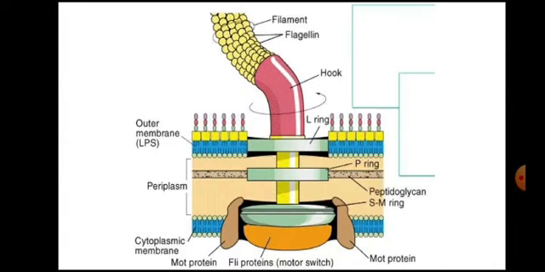Now we'll discuss the structure of flagella in eubacteria. Eubacteria are the bacteria which are divided into three categories: gram positive eubacteria, gram negative eubacteria, and mycoplasma. Mycoplasma is a class of bacteria which do not possess a cell wall. Gram positive bacteria and gram negative bacteria possess a cell wall. We'll be discussing more about the structure of the cell wall later on.